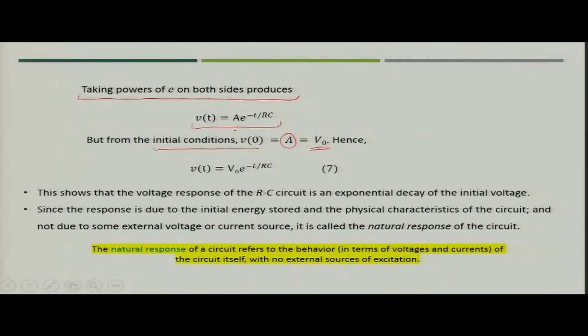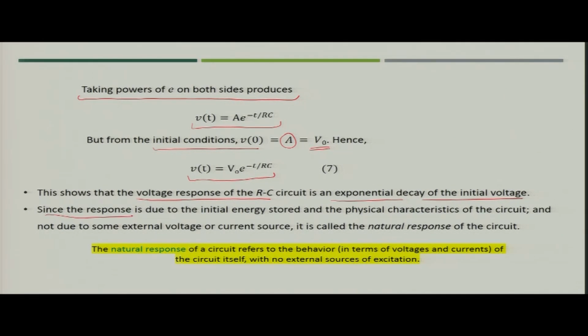So, we put the value of A here and we get the voltage V as V naught e to the power minus t by RC. Here you will see that the voltage V across both of the components, whether it is the capacitor or the resistor, is a time varying component. This shows that the voltage response of the RC circuit is an exponential decay of the initial voltage.